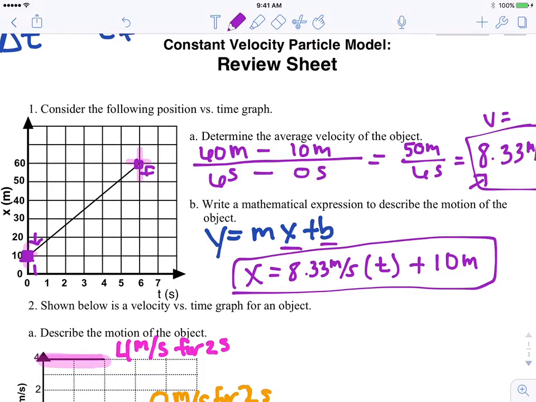You could use this equation or this mathematical model to solve for the position at a specific time. I mean, any time. It doesn't have to be between 0 and 6. If this line was to continue on, it would continue on exactly the same way. So if you want to figure out what your position is at 24 seconds, you just plug in 24 for t and then do the work, and it will give you the position at that time.